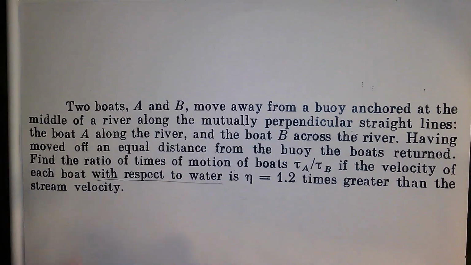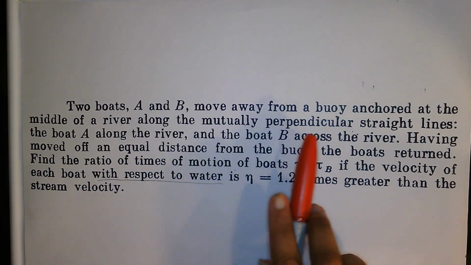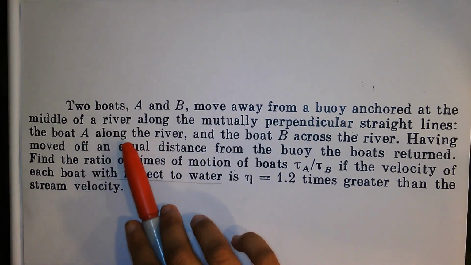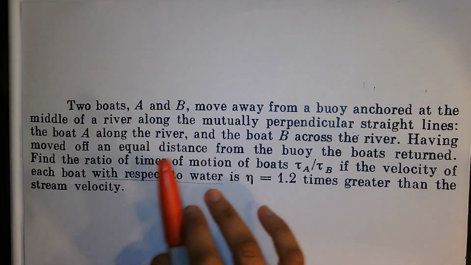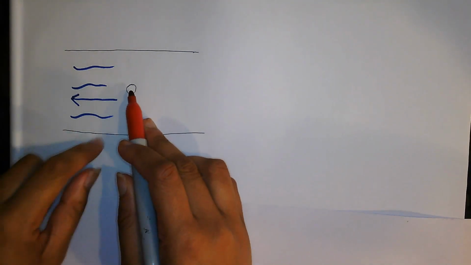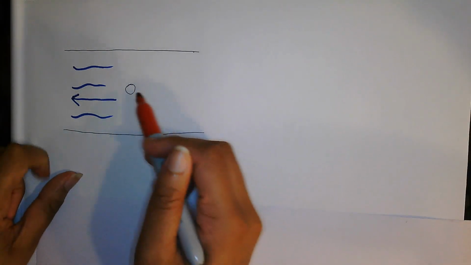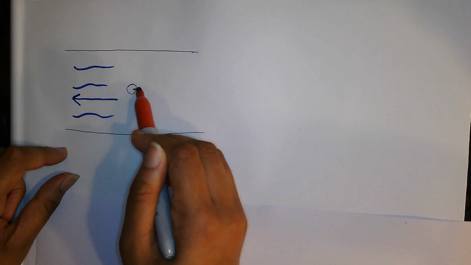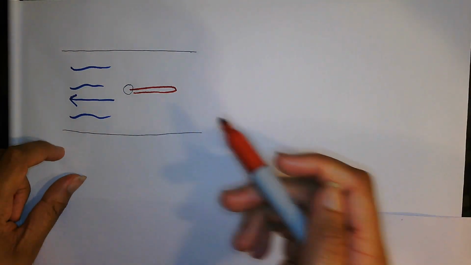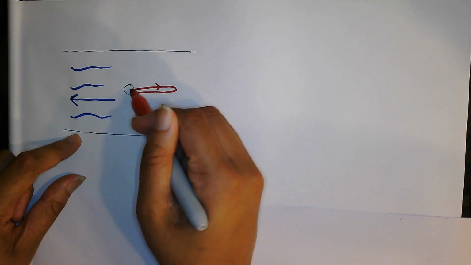And the question tells us that we have two boats which are moving along mutually perpendicular straight lines, where boat A is moving along the river and boat B is moving across the river. So we can see that boat A is going to be moving something like this. So it's going to start off at the buoy and it's going to move a certain distance along the river and then it's going to return like this. So that's its forward journey and that's its backwards journey.